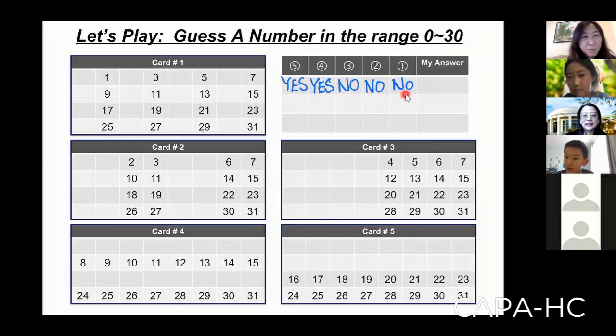So are you sure that I'm learning the right answer? It wasn't card number 1, 2, and 3, and it was in card 4 and 5. Okay, so by looking at this, I know something about your number. It's not in the first card. You see, all the numbers in my first card are odd numbers.